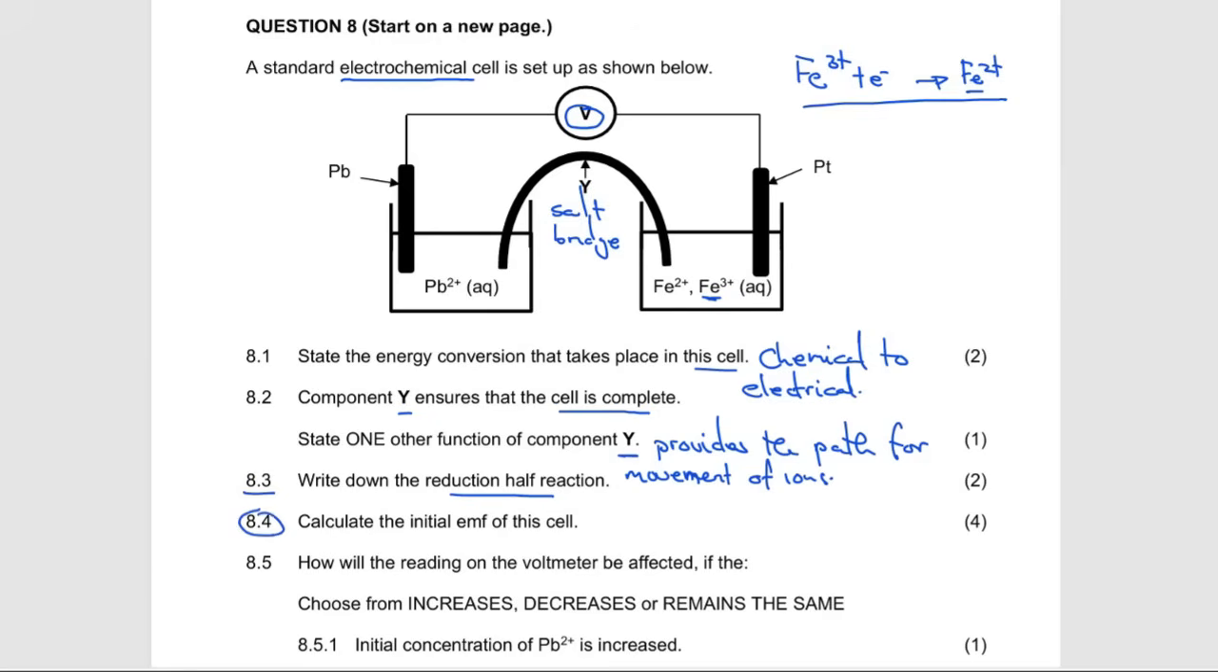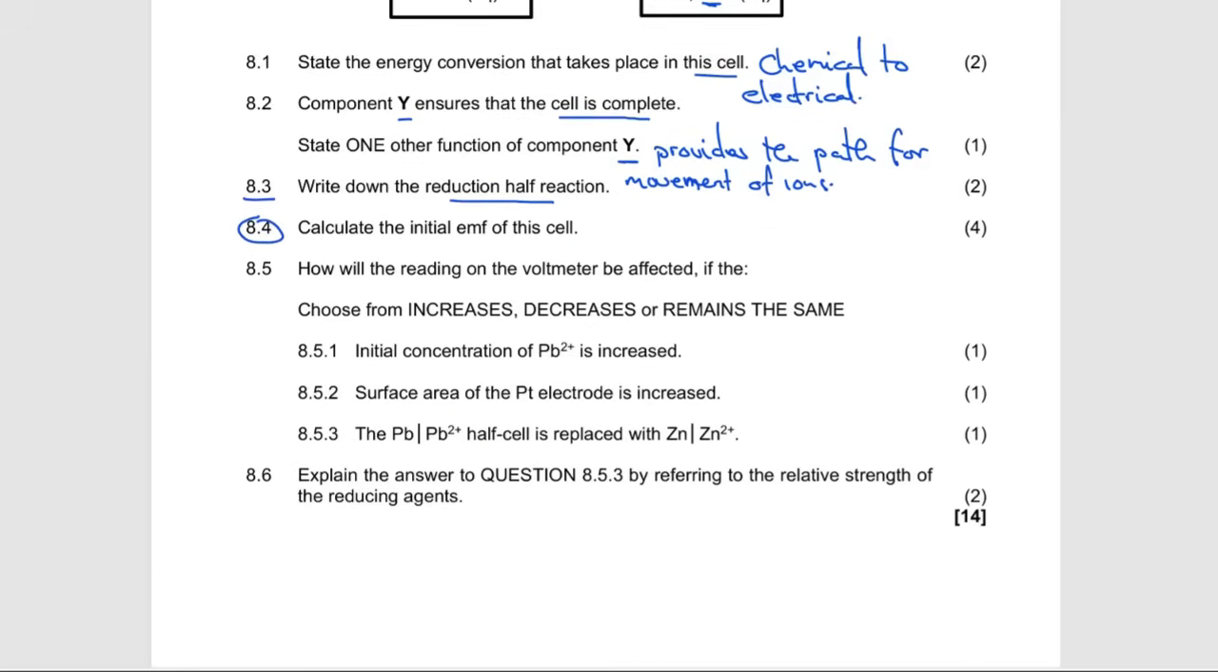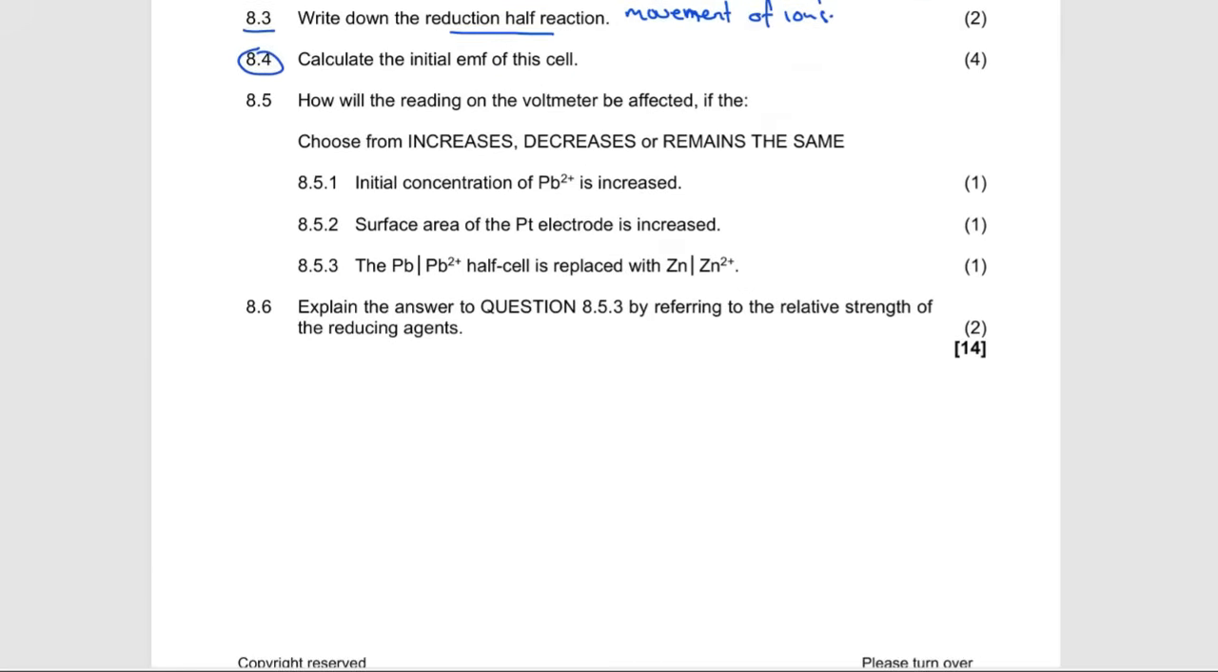Then we're moving on to 8.4. It asks us to calculate the initial EMF of the cell, right? So for us to calculate the EMF of the cell, we're going to employ the formula E theta cell is equivalent to E theta cathode. Take note, we are supposed to write cathode in full. If you write E cat and E an for anode, that is going to be wrong. So your cathode should be written in full, minus E theta of the anode there.